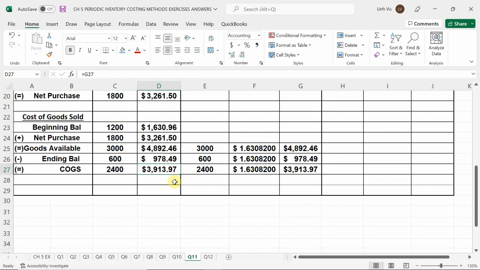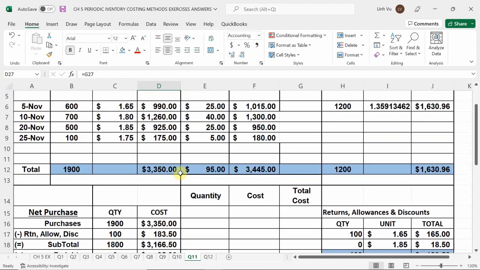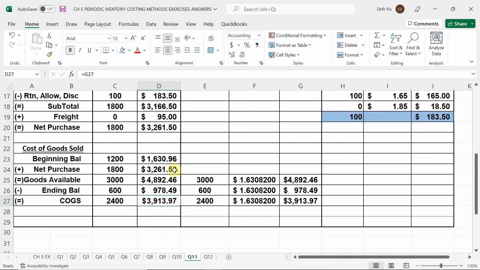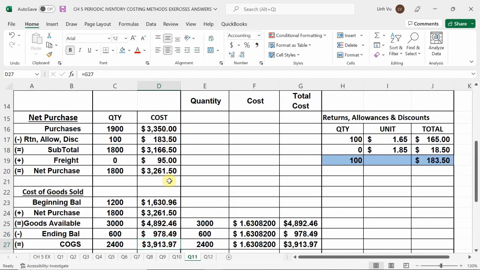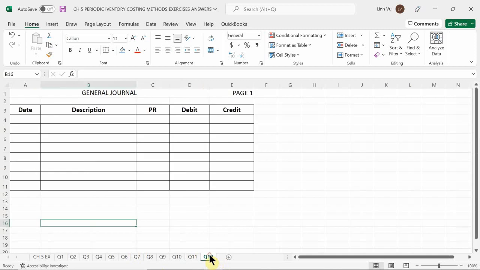All right. Any questions for weighted average? So in this case, it's much easier because you don't have to keep track of anything except for the goods available. And that's it. And you pretty much will get all your answers there. Okay. All right. So last but not least, let's finish off our conversion entry here.